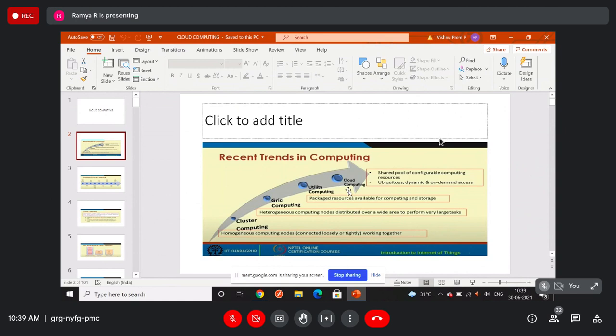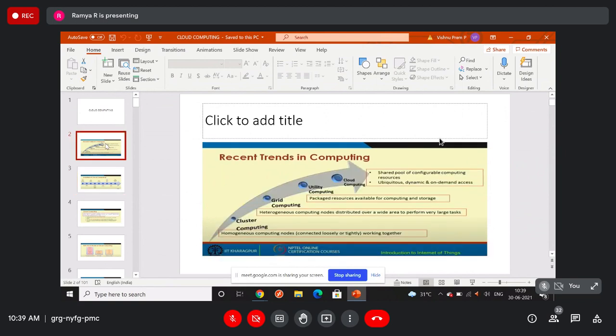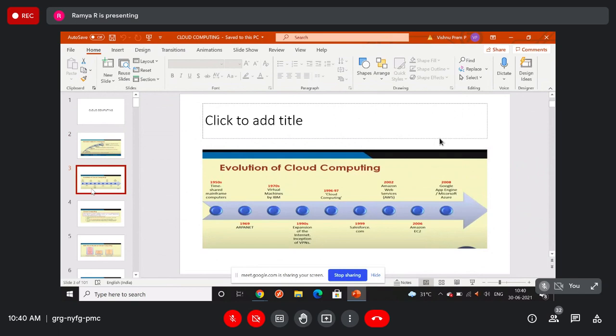So from this utility computing, the cloud computing concept actually started. Cloud computing is a shared pool of configurable computing resources. It has a large number of computing resources, and they are provided on demand. So whenever you want to access, you can get more resources. Before cloud computing we discussed what things were there, so now we see the evolution of cloud computing.